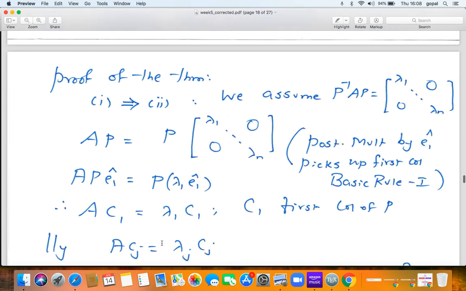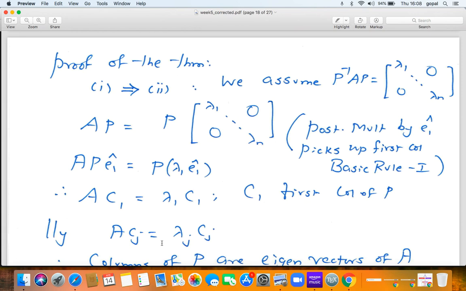Let us get to the proof of the theorem. 1 implies 2. 1 is what? 1 is that A is similar to a diagonal matrix. That means there is a non-singular matrix P such that P inverse AP is lambda 1, lambda 2, lambda n down the diagonal and 0 elsewhere. That means what? AP equal to P times the diagonal matrix. Okay. Now, you have got these two matrices are equal. So let us apply these two matrices to e1 cap.